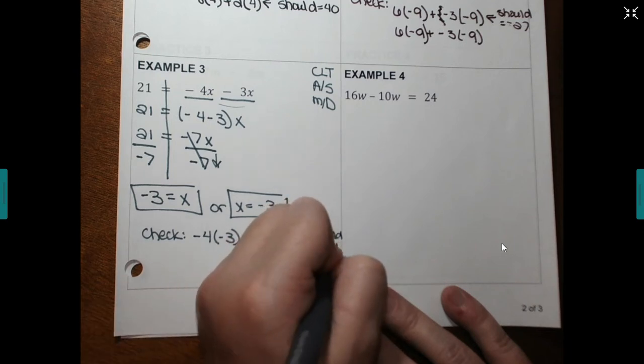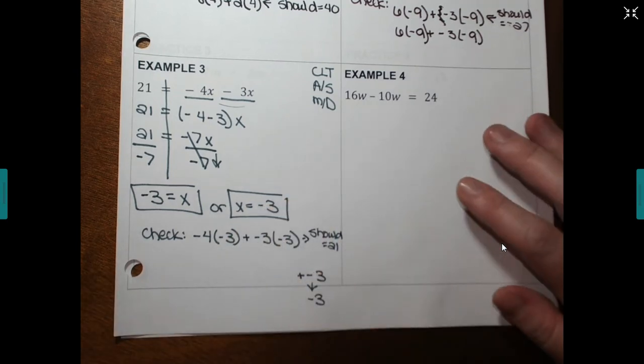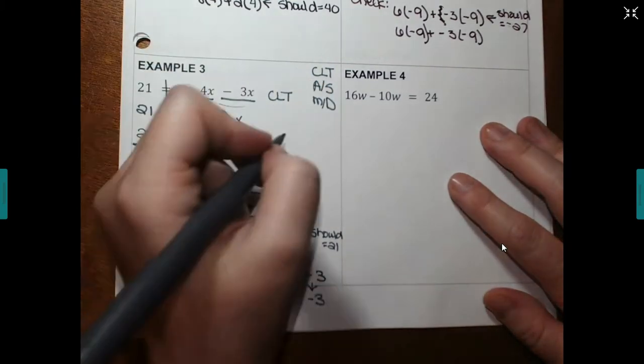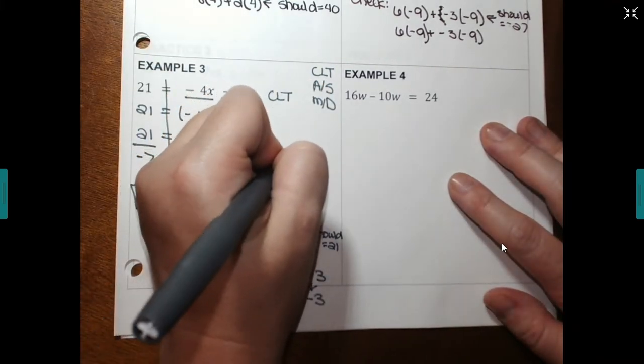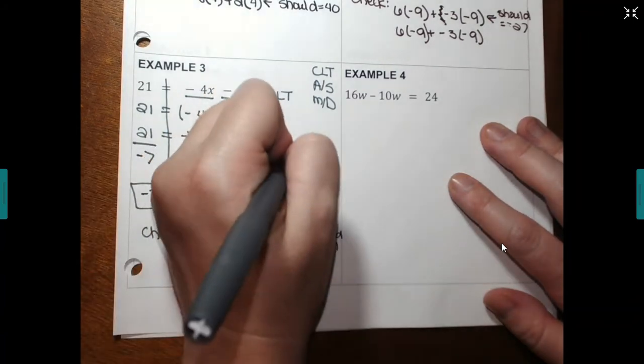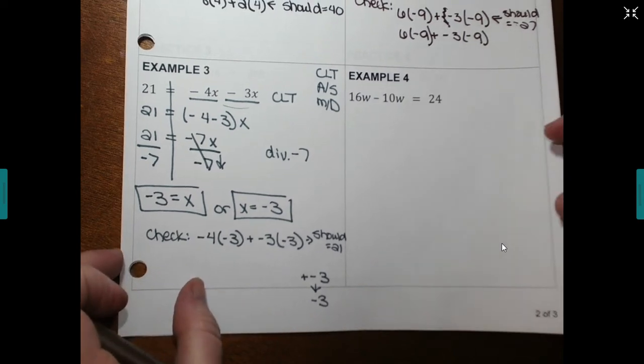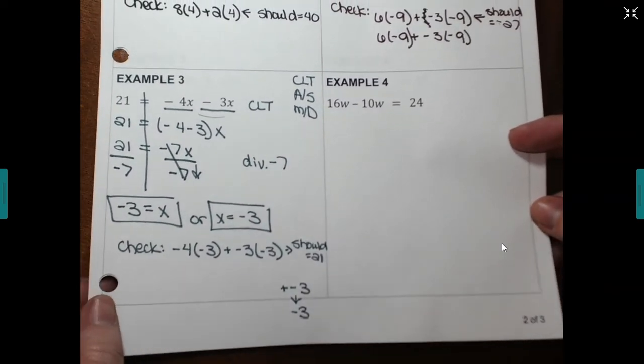21. And it does. Our first step on this one was, again, we combined like terms, and then we divided both sides, not by 7, by negative 7. Those negatives are important, y'all. Okay, go ahead and pause, do a little catch up if you want. Okay, I think we're ready.